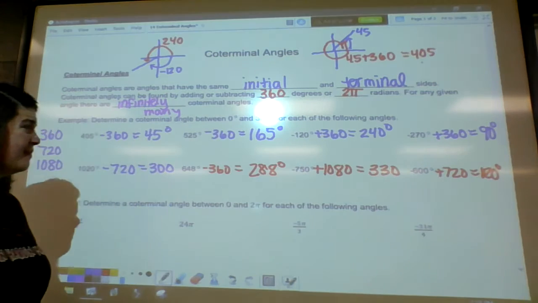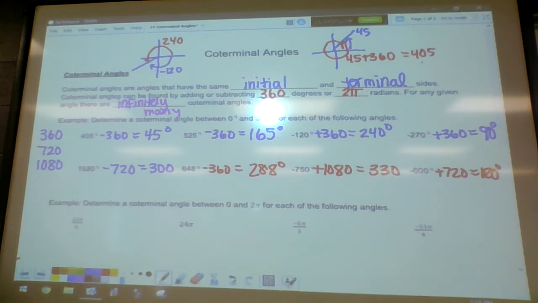Perfect. All right. Do you have any questions about coterminal angles for degrees? When they're in degrees, add or subtract 360 accordingly.